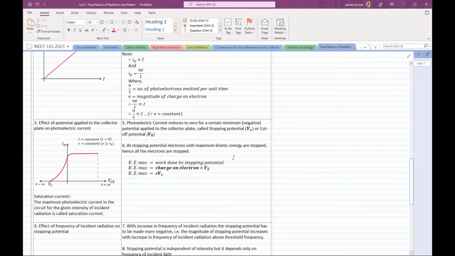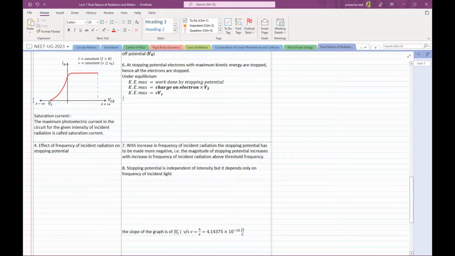Under equilibrium, K max is equal to work done by stopping potential. Now we know that work done by potential is charge into stopping potential. अभी ये electrostatics में से आता है. Charge into potential is work done, which in this case gets converted to change in kinetic energy, which will be maximum kinetic energy to zero किया आपने, इसलिए K max. So K max is equal to E times Vs, and E times Vs is the value of maximum kinetic energy of the electron in case of this particular part of the experiment.